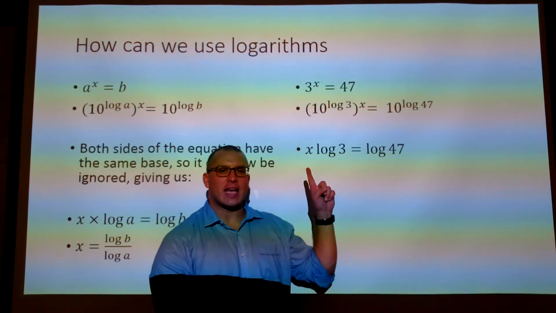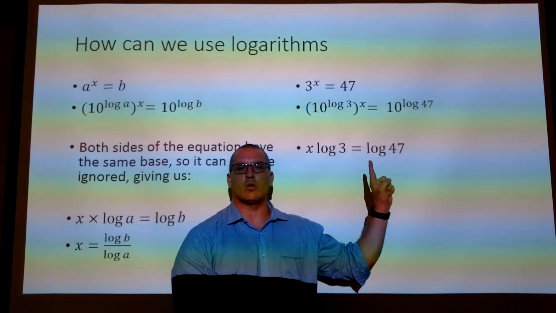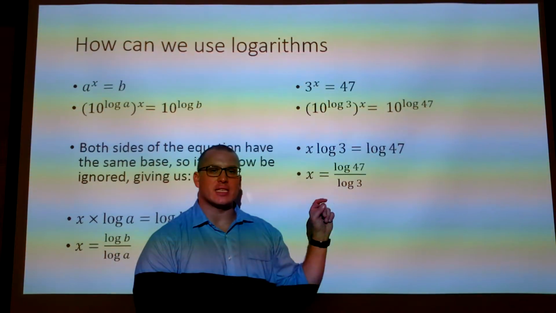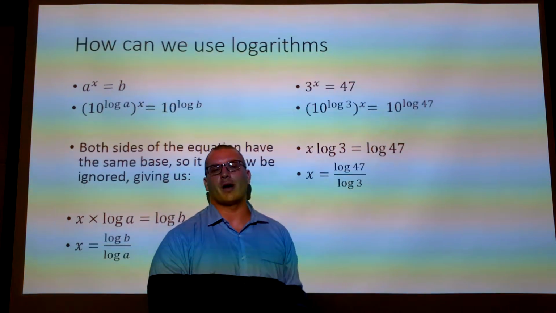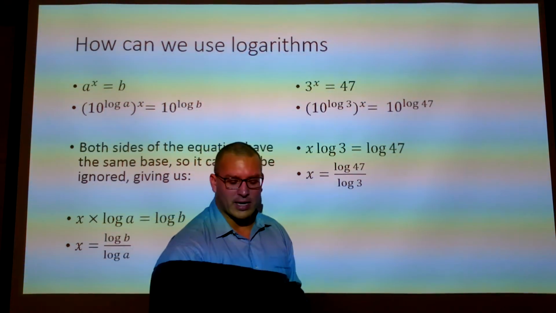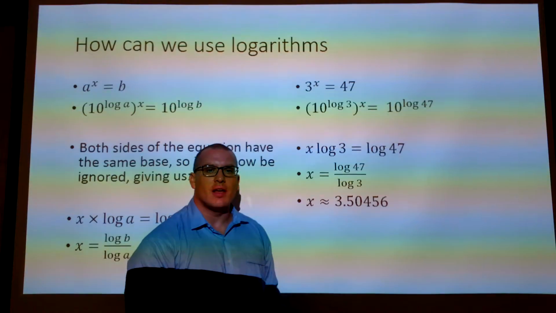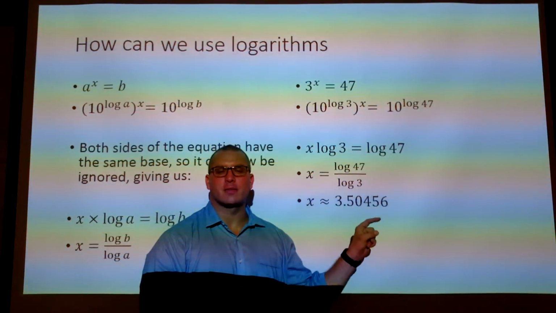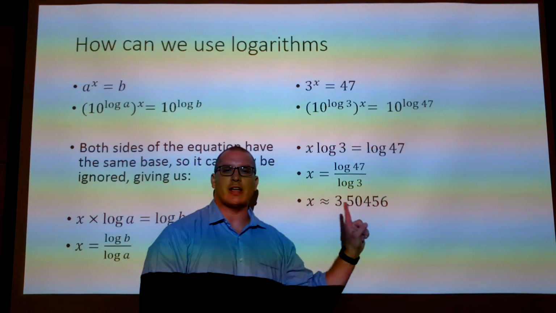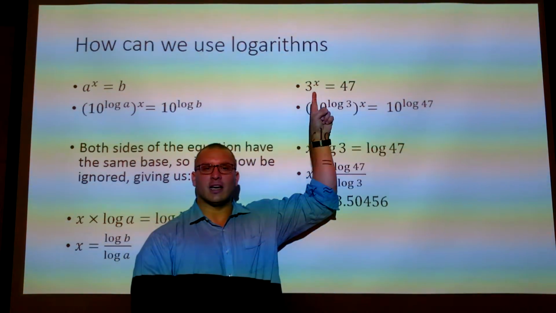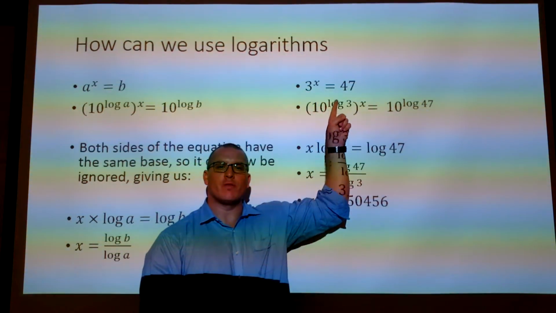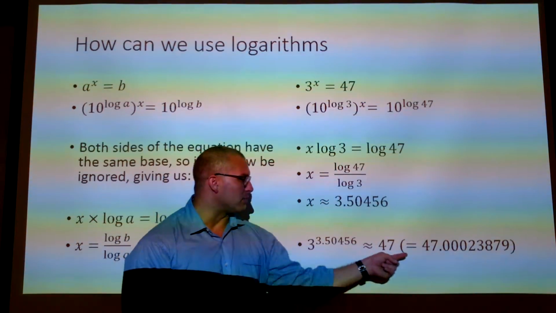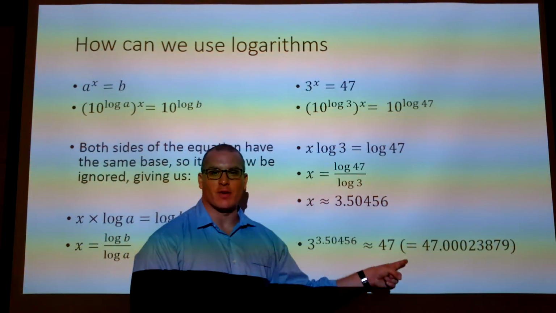So all we have to do now is look at the exponents. So then I get x times log 3 is equal to log 47. That means the value of x is going to be log 47 divided by log 3. We simply enter this into our calculator and we get that x is approximately equal to 3.50456. So again, if we took this value of x and put it in here, 3 raised to this power, we would approximately get a value of 47, as we see here. This is a more exact value, but again, very, very close.